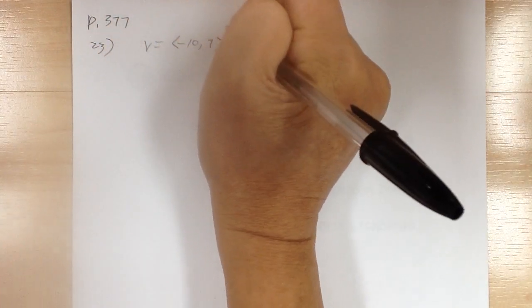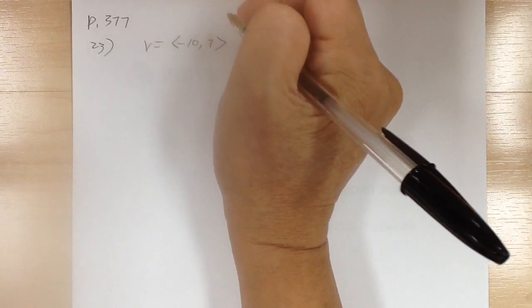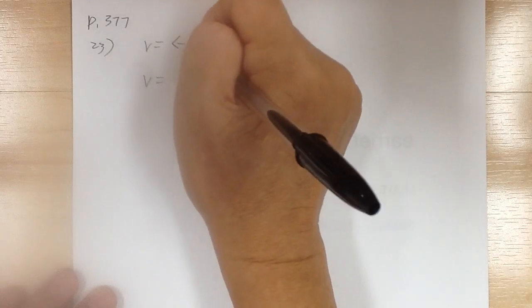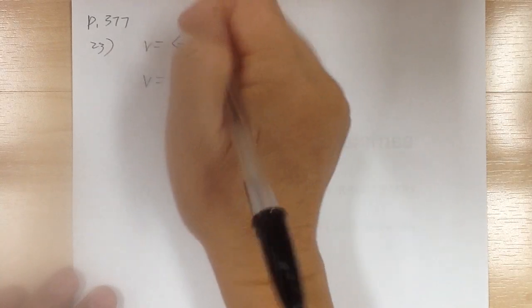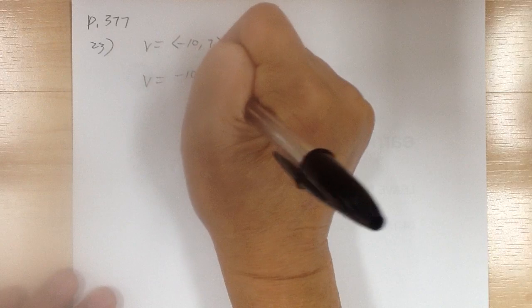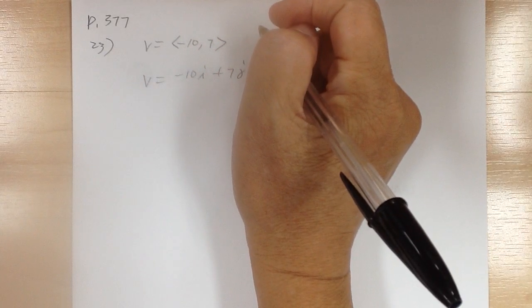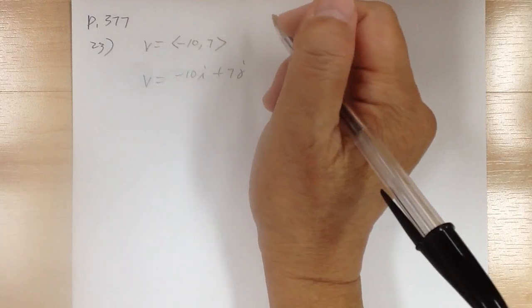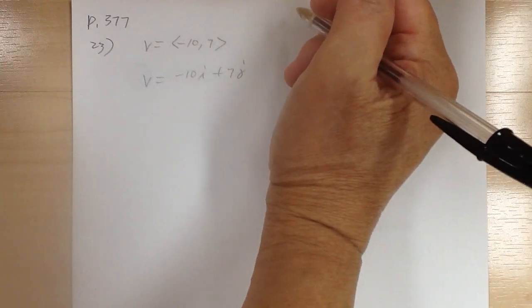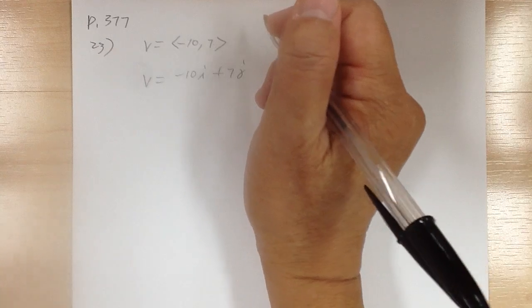Okay, let's go to the next one. You've got v equal to negative 10, 7, and you want to use the i and j unit vectors. So this would be the i, this would be the j, so it would be negative 10i plus 7j, and that's how to do it. It's very simple.